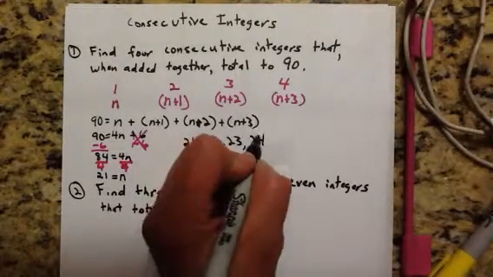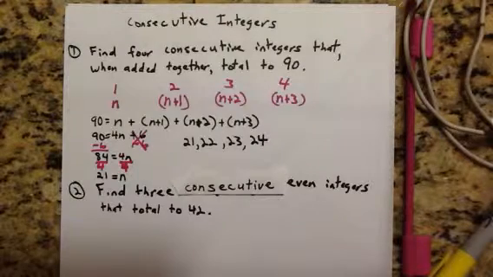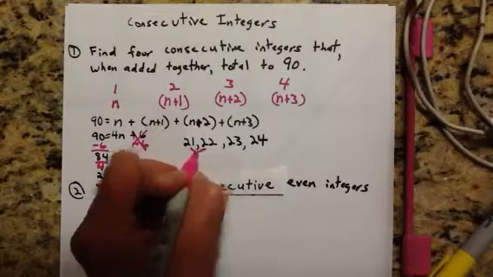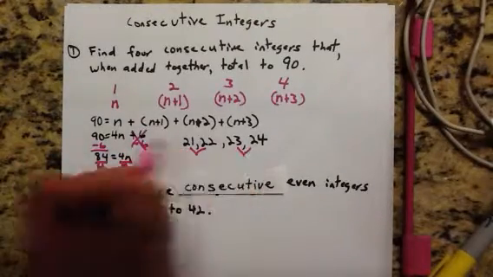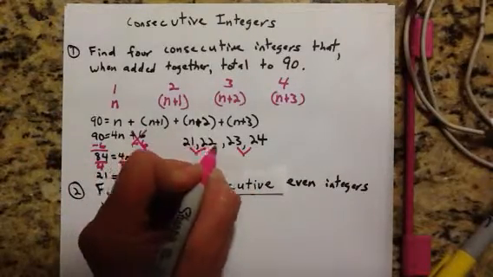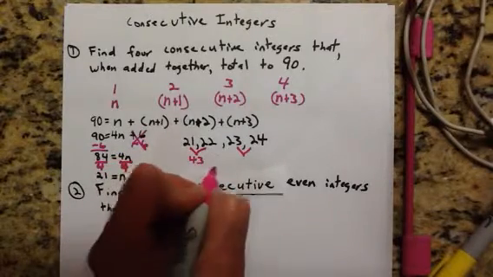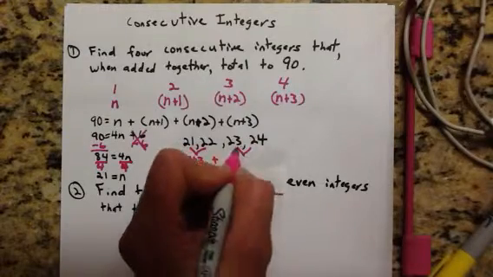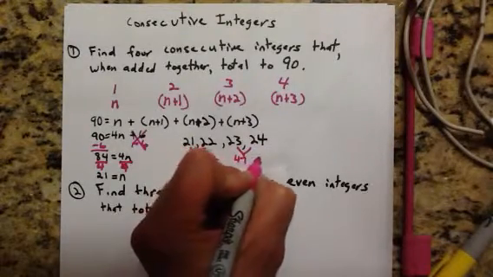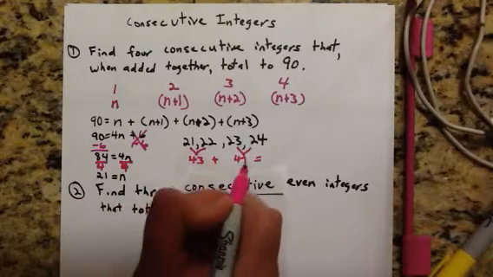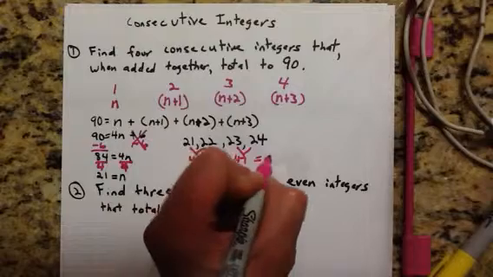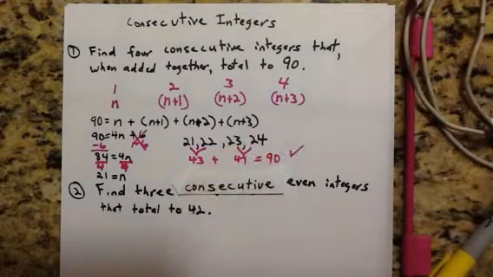Now, once you think you found your 4 numbers, you can check your answer. It's a good idea if you're taking a test to check your answer by adding them. 21 plus 22 is 43, plus 23 and 24 is 47. 43 plus 47, well, 7 plus 3 is 10, carry the 1. 4 and 4 is 8, plus that 1 makes 90. So our answer checks, and it is right.